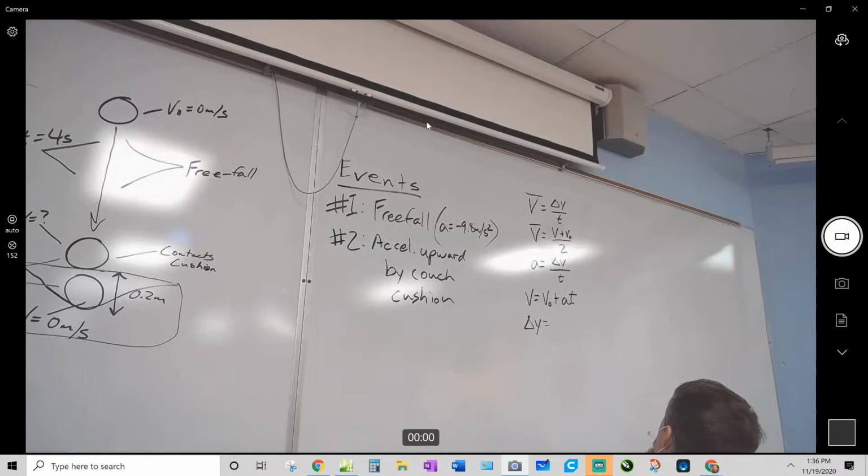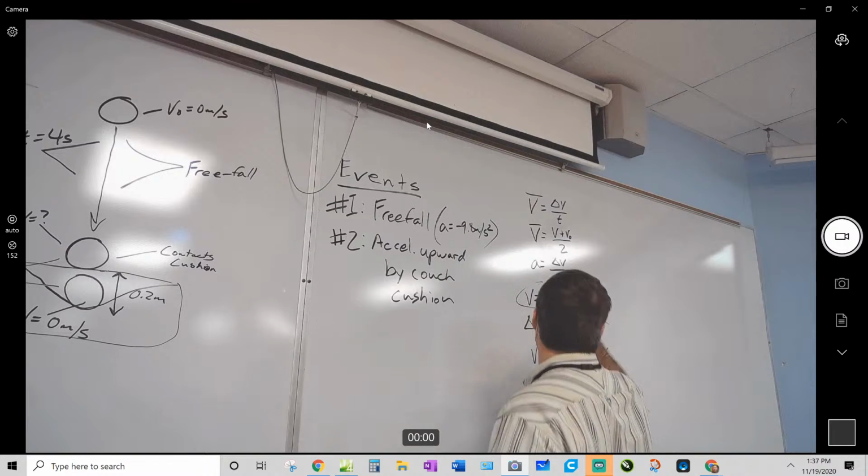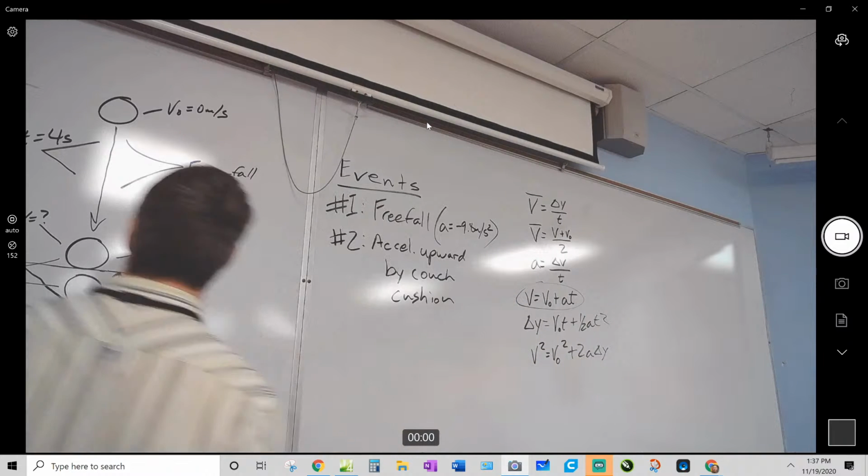What's that? v equals v0 plus at. Yeah, that's going to be helpful right there. Delta y equals v0 t plus 1/2 a t squared. And then the last one, v squared equals v0 squared plus 2a delta y. So you're thinking this is helpful? So what can we do with that here?